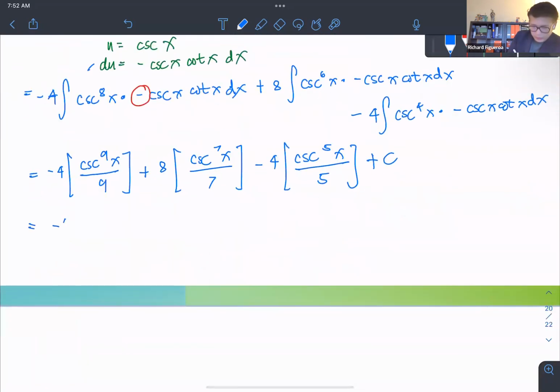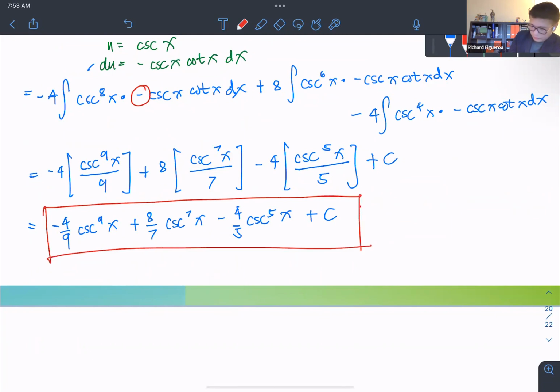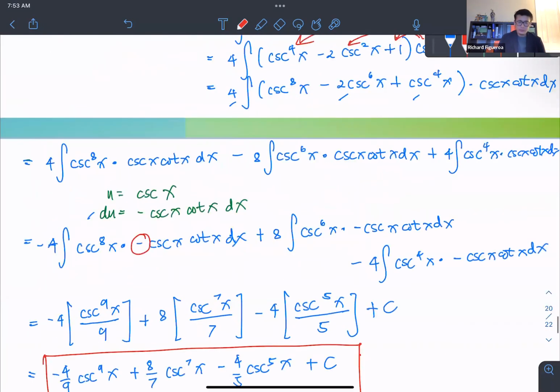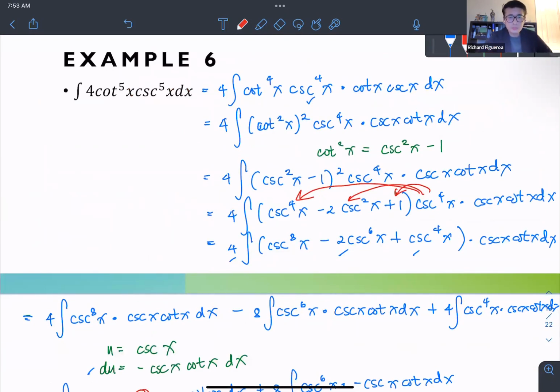And finally, we'll have negative 4 over 9 cosecant to the 9x plus 8 over 7 cosecant to the 7x minus 4 over 5 cosecant to the 5th x plus c. And that is example number 6. Question.